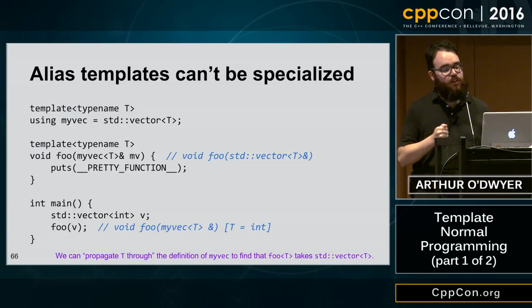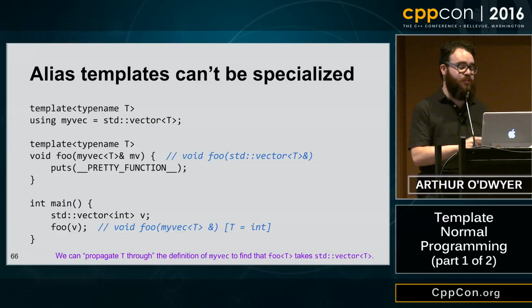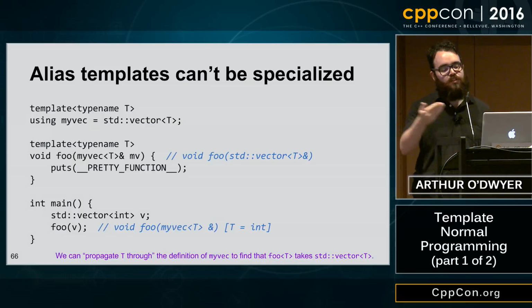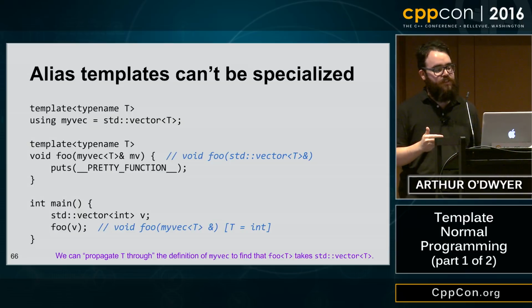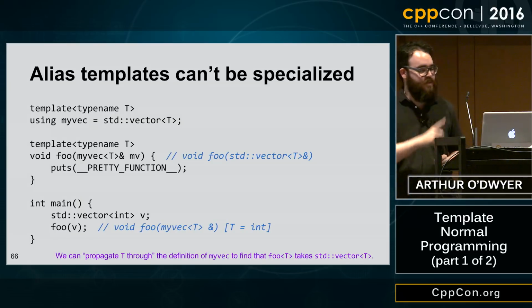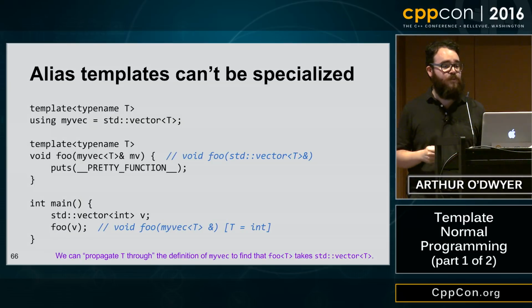But in this case, because myvec of t is always an alias for std vector of t, because it cannot possibly be specialized, the compiler can just go ahead and substitute that right in. It can say, oh, foo, and then the first argument is myvec of t, which is really std vector of t. Okay, so you've got a function that takes a vector of t ref. And it can just remember that and forget all about the fact that it was originally declared with an alias template.